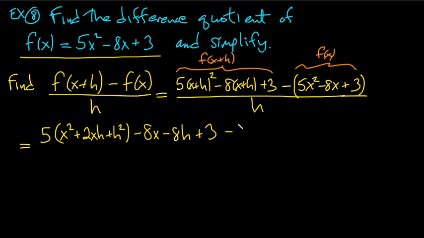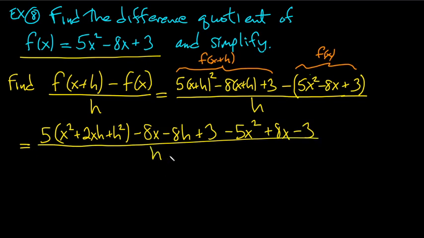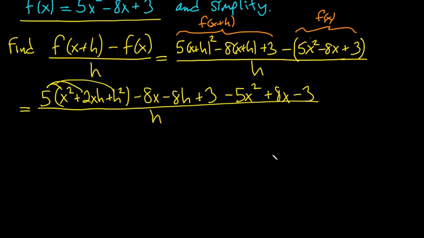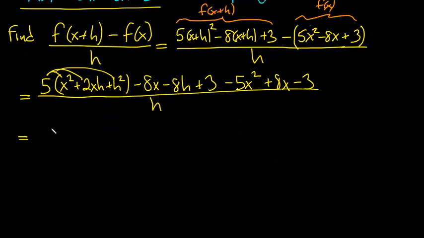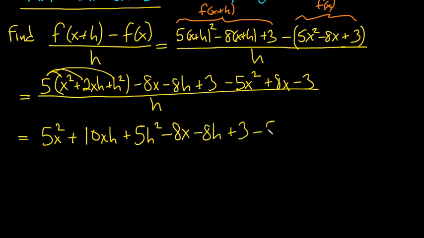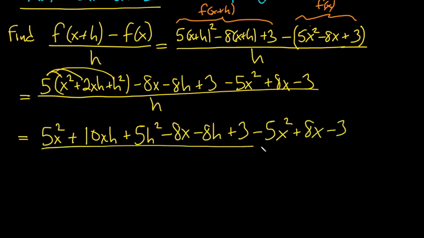And then we'll distribute the negative sign, so it's minus 5x squared minus a negative 8x, so that's plus 8x, and then minus a positive 3, all divided by h. So we probably should have multiplied this by 5. Well, let's do it now. So this will be 5x squared plus 5 times 2xh, that's 10xh, plus 5h squared, and then just copy everything else down. Minus 8x, minus 8h, plus 3, minus 5x squared, plus 8x, minus 3. And then everything divided by h.